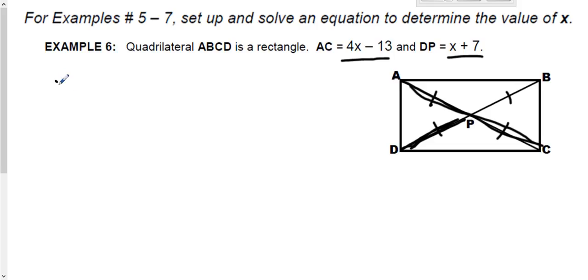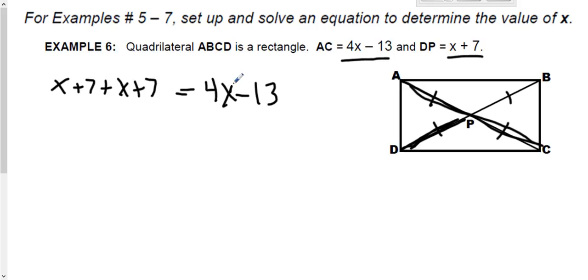I'm going to do it the slow way here. X plus 7 twice. Two of those equal the whole AC, that whole diagonal, which is 4x minus 13. Alright, so we combine our x's over here. We have 2 x's, 1x plus 1x, 2x, and the 7 plus 7 is 14. Equals 4x minus 13.